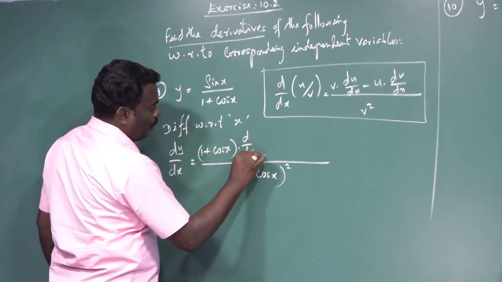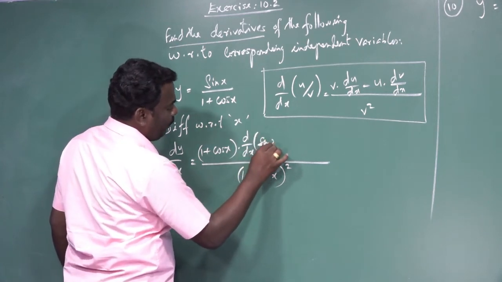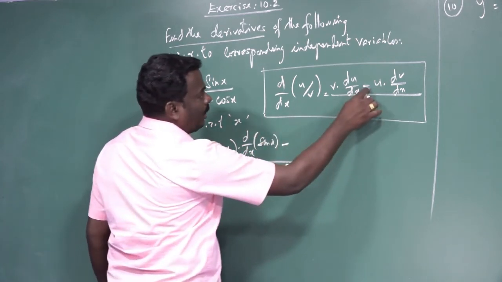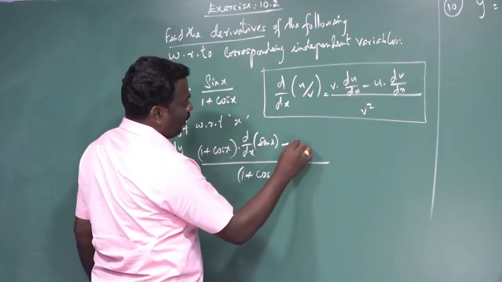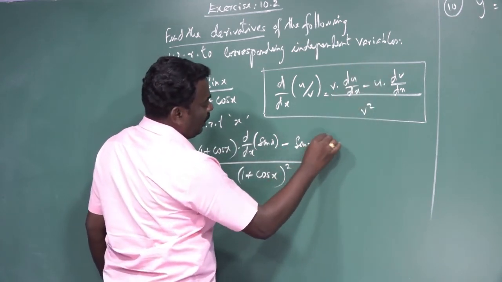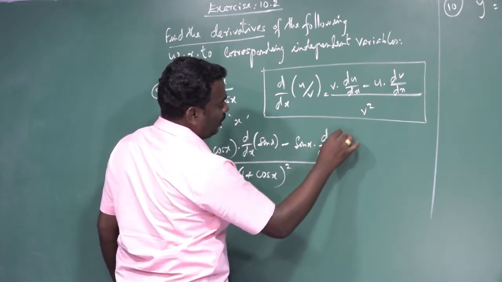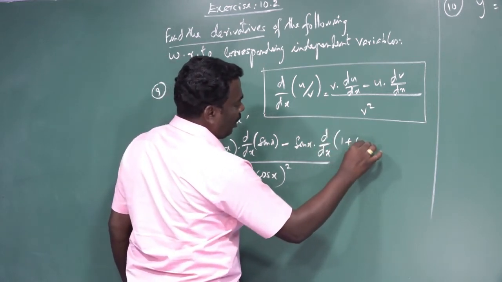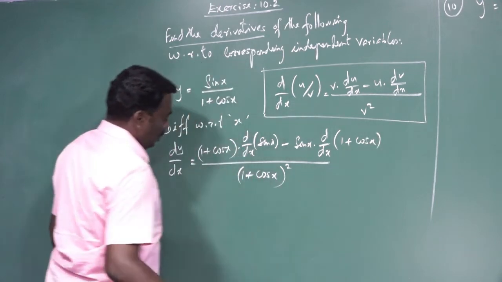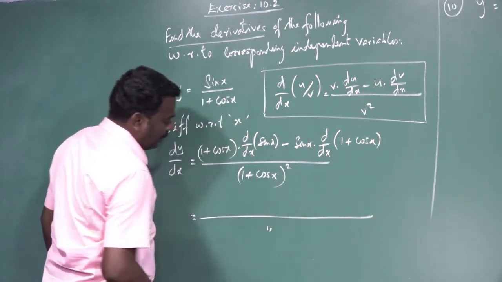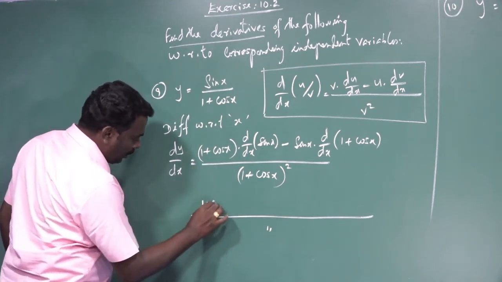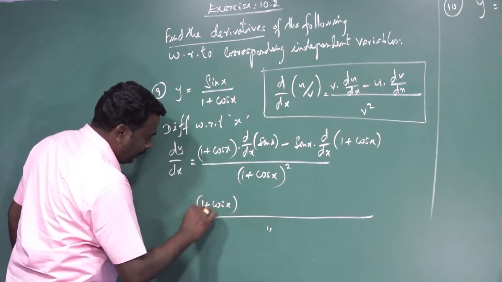Differentiate with respect to the numerator: it is sin x minus, keep the numerator u the same and differentiate the v. Therefore what is u? u is sin x. Differentiate with respect to x the denominator 1 plus cos x. Now that is equal to the denominator as it is, the numerator 1 plus cos x as it is.